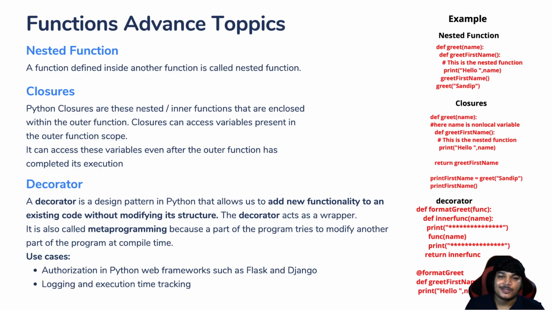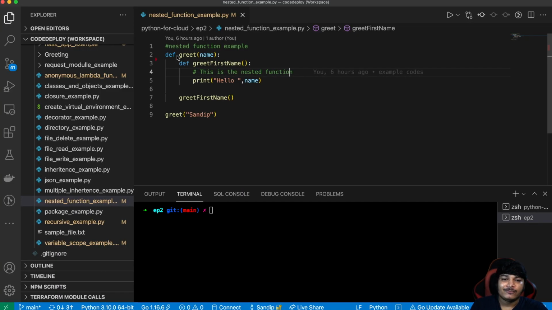Now let's learn about the nested function. A function defined inside another function is called a nested function. Now let me show you a quick example. You can see here I'm first defining a function called greet, with parameter name. Inside that greet function I'm defining another function, greet_first_name. In this function I'm doing very simple printing: print hello, and the name parameter that is supplied in the greet function, okay? That is the parent function.